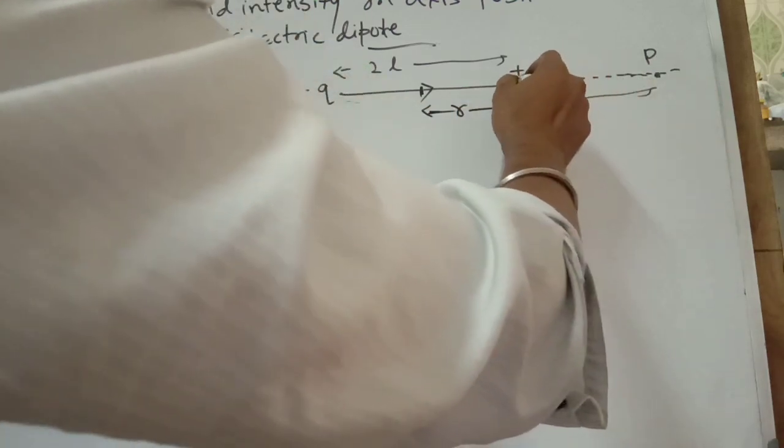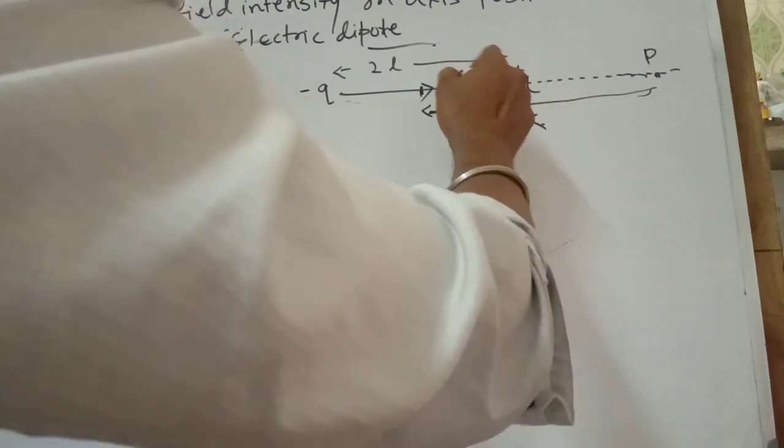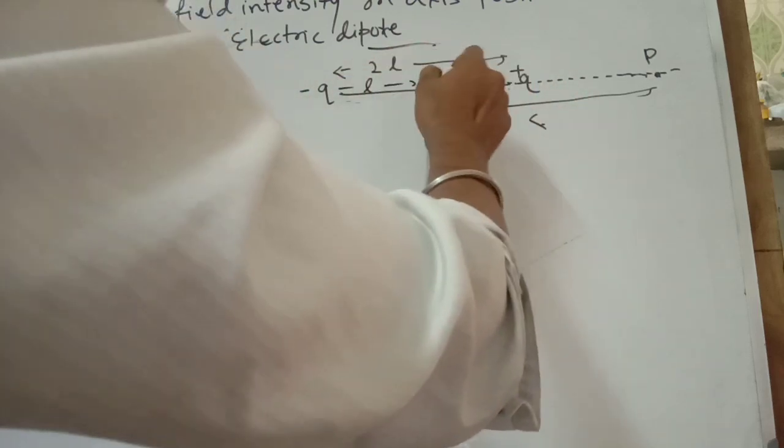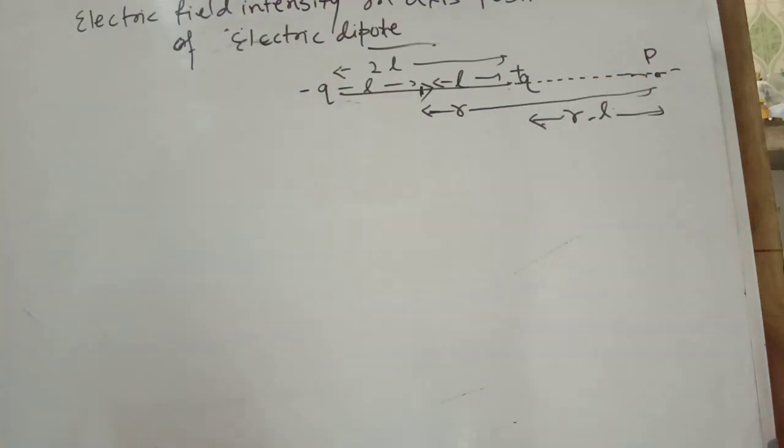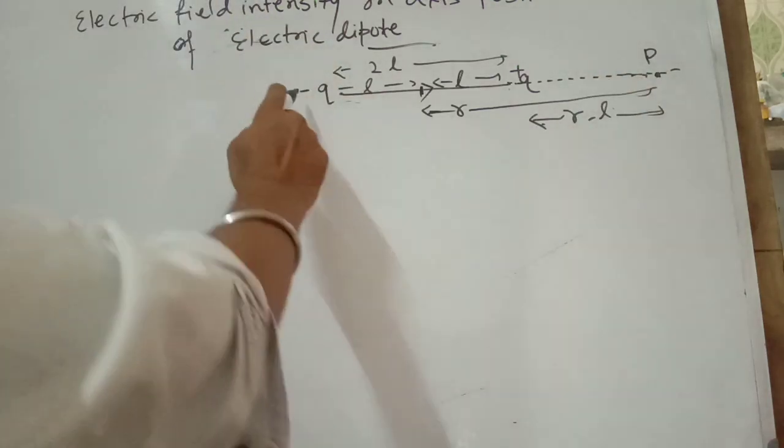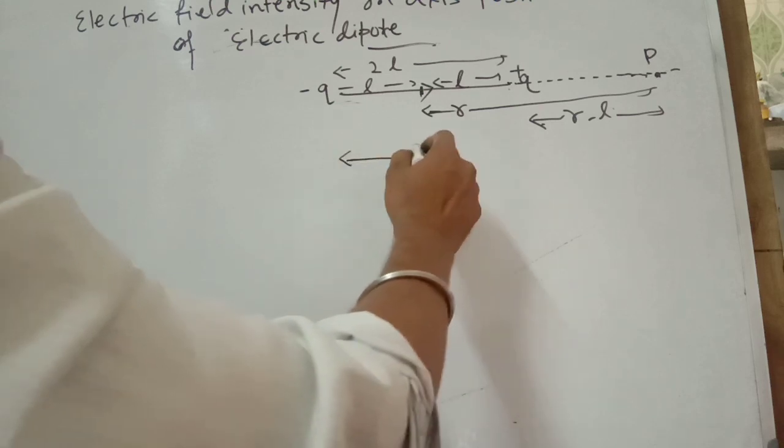So what is the distance of P from the positive charge? From the center to the charge it is l, so from here the distance of point P is r minus l. Now what is the distance of point P from the minus q charge? It will be r plus l.